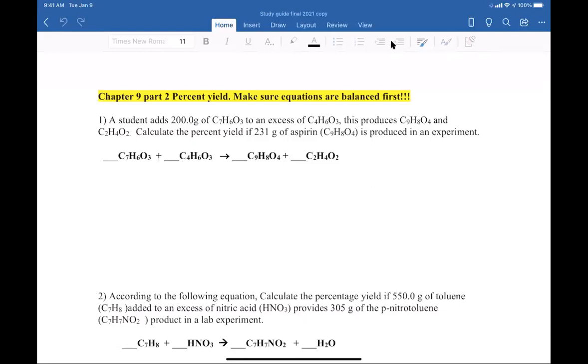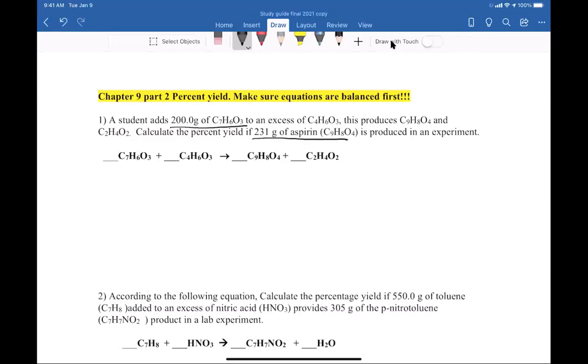A student adds 200 grams of C7H6O3 to an excess C4H6O3. This produces C9H8O4 and C2H4O2. Calculate the percent yield if 231 grams of aspirin is produced in an experiment. Okay, so they're saying we have 200 grams of this. Okay, in the experiment, we produced 231 grams of that.